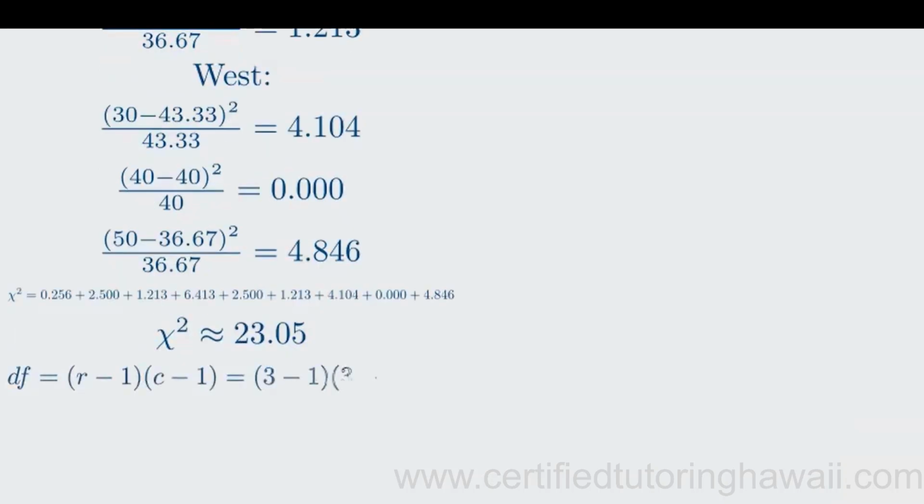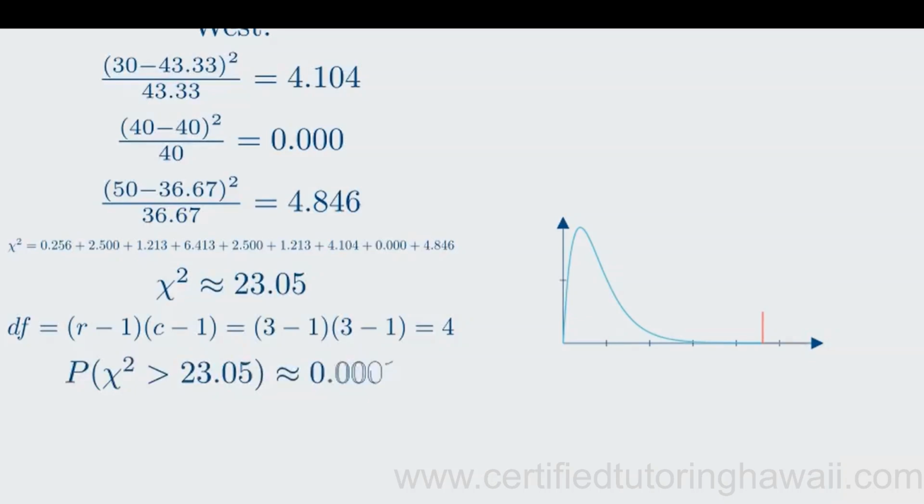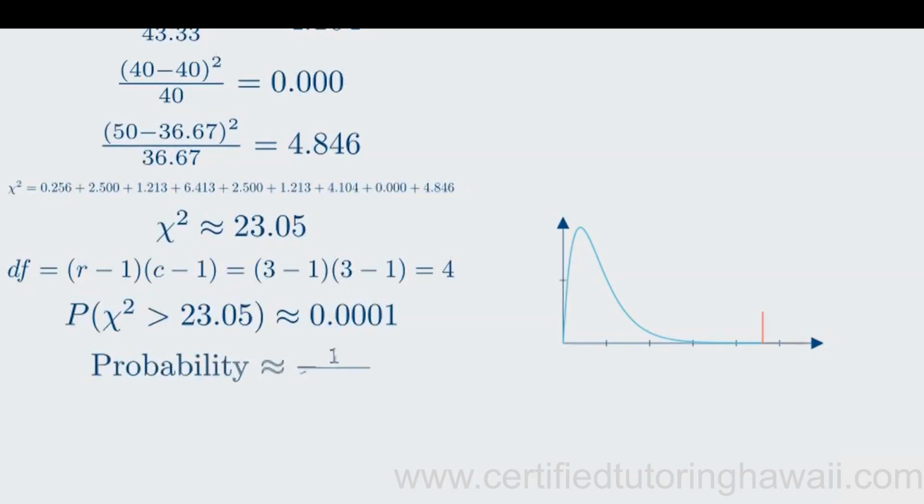Next, we calculate the degrees of freedom. Like the previous example, we have 3 rows and 3 columns. Using a chi-square distribution with 4 degrees of freedom, we look for the area to the right of 23.05. The p-value, which is the probability of chi-square being greater than 23.05, is approximately 0.0001. This p-value is extremely small.